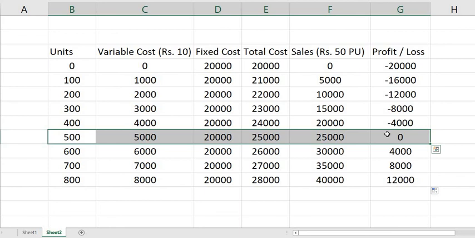Okay, this is another method of finding out break-even point. Thank you. I hope you have understood.